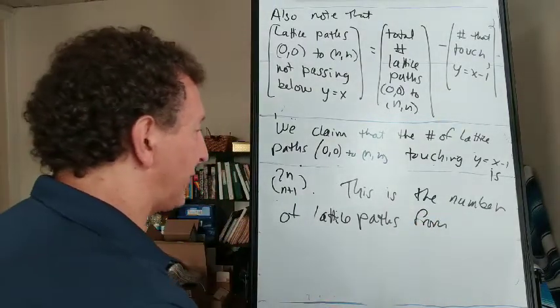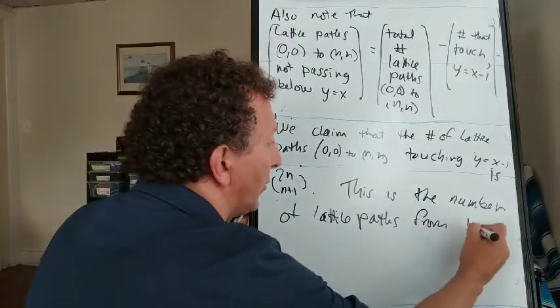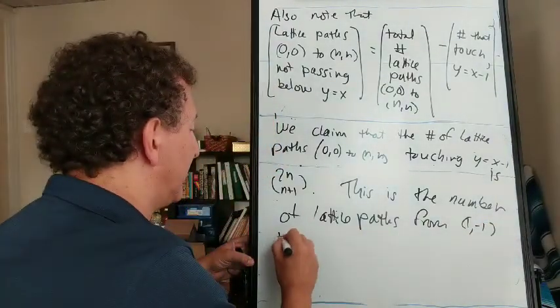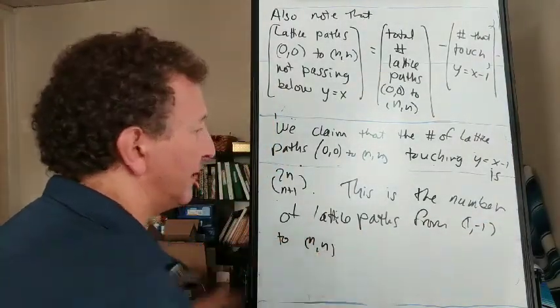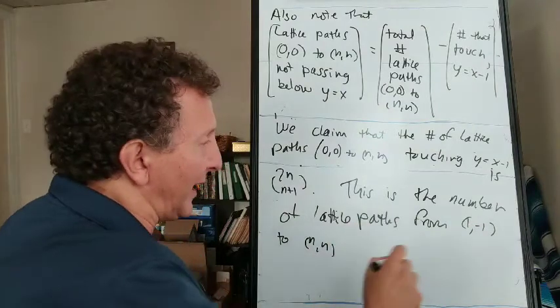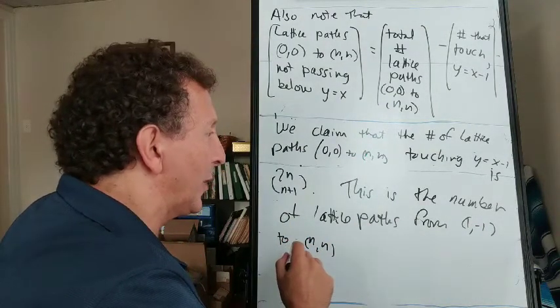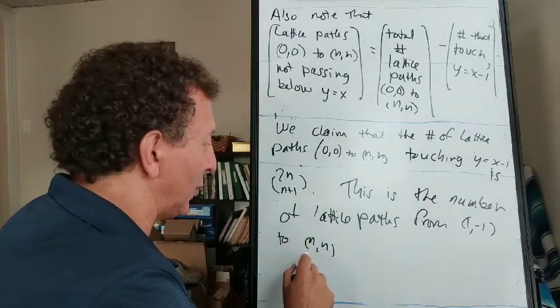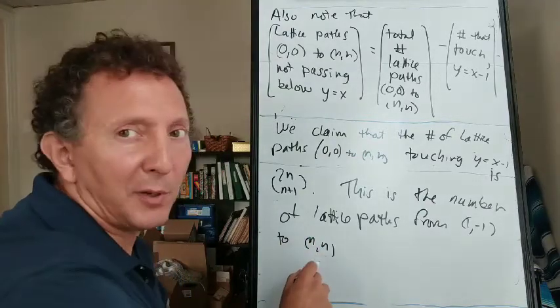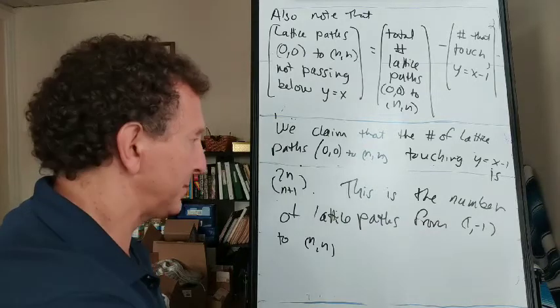So I could say from 1, negative 1 to n, n. Because if we go from 1, negative 1 to n, n, then we're going to the right n minus 1 steps, and we're going up n plus 1 steps.